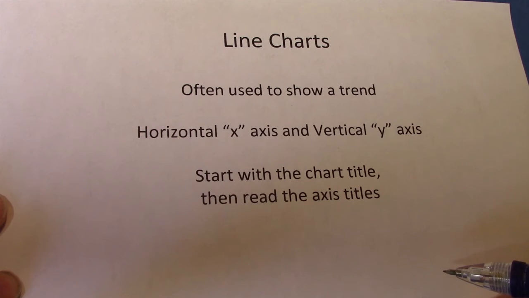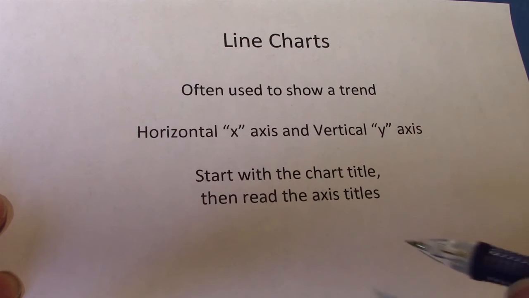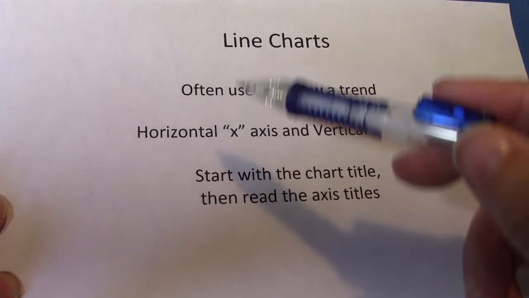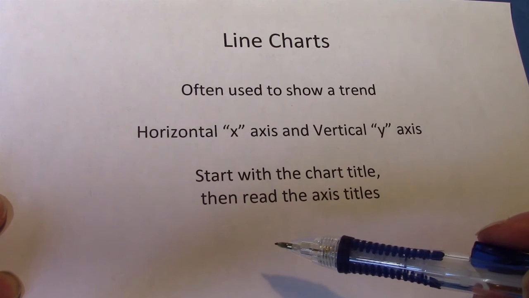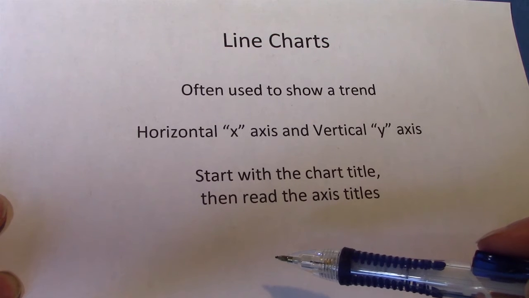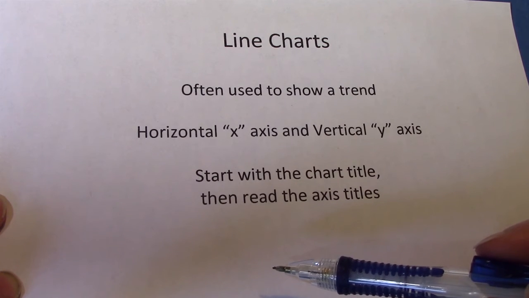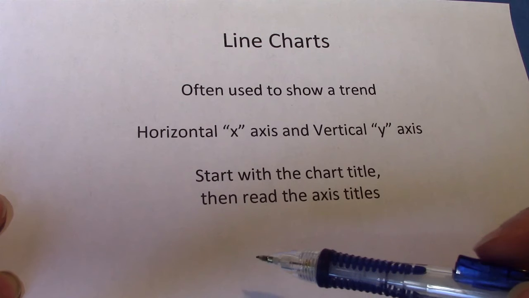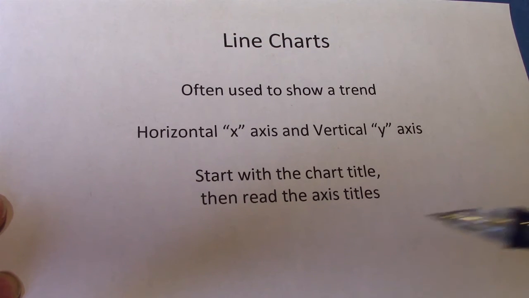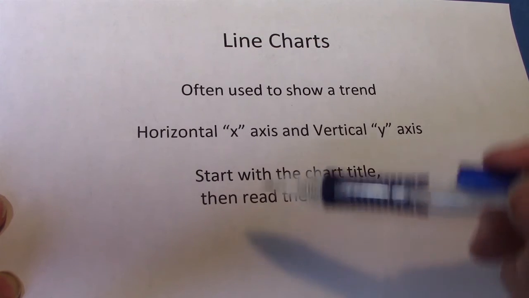A second most common type of chart is a line chart. A line chart is often used to show a trend, often over time. There's an x-axis, which is horizontal, and a vertical y-axis. Each axis is also likely to have an axis title that tells us the measurements that are included in the chart. Generally, the values on each axis increase from left to right and increase from bottom to top.